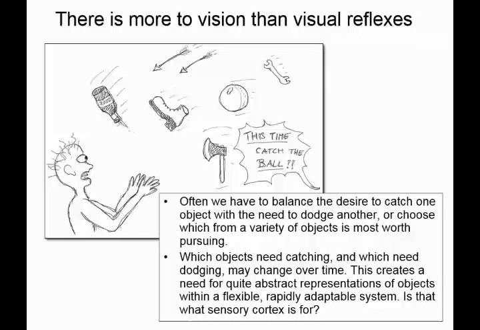That's not enough for us, though, because we don't want to catch prey usually. We want more than visual reflexes as humans. Often we have to balance the desire to catch one object with a need to dodge another, or choose among the varieties of objects those most worth pursuing. Luckily, we're not often in that situation. But I'm making the point here that your brain is a lot more than your superior colliculus, or your LGN, because you control what you see and you make decisions in fractions of seconds based on those retinal projections. So we need a lot more than the thalamus, and this is what the cortex is doing for us.